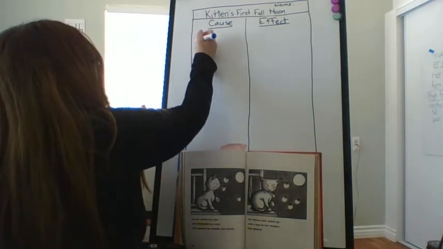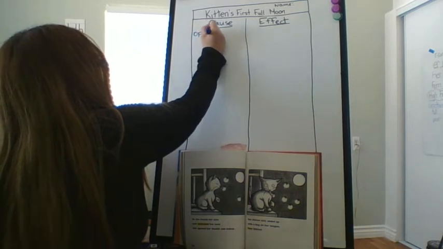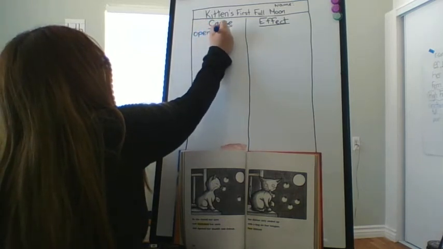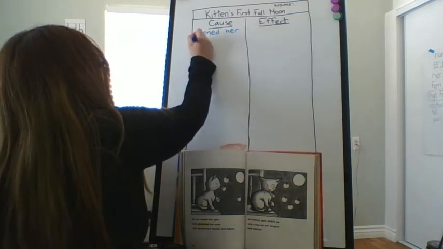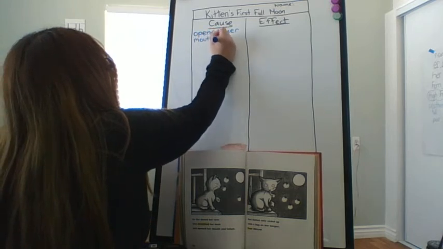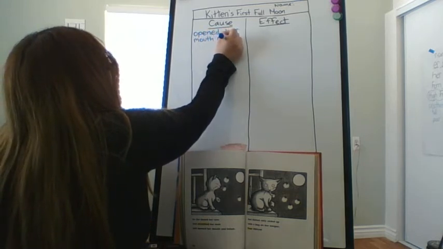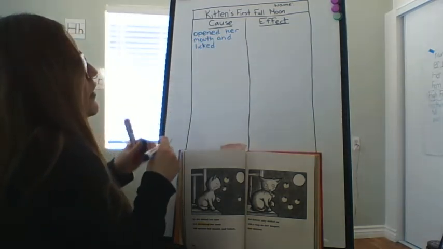So on our first cause, we're going to say she opened her mouth and licked because she wanted that bowl in the sky.